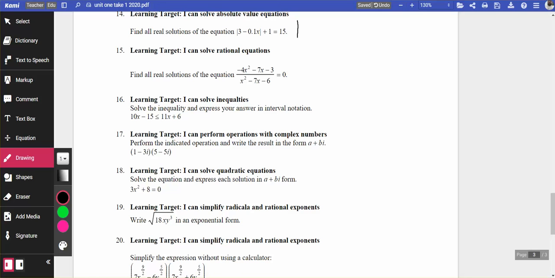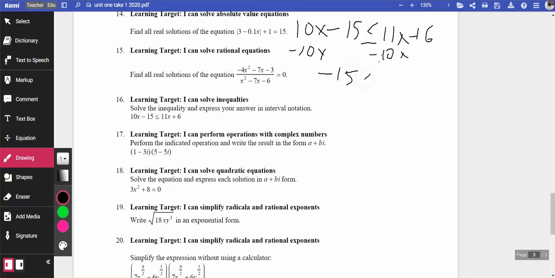This guy, you got 10x minus 15 is less than or equal to 11x plus 6. So the first thing I'm going to do is subtract 10x. I get negative 15 is less than or equal to x plus 6. I'm going to take away 6. I get negative 21 is less than or equal to x.